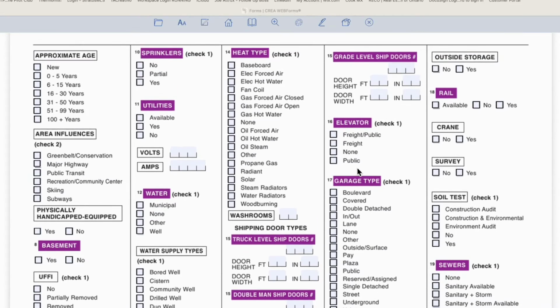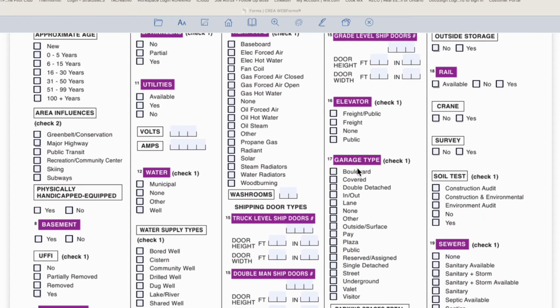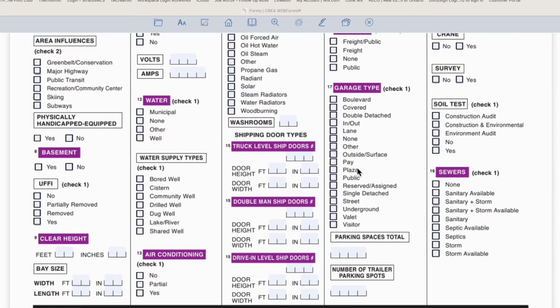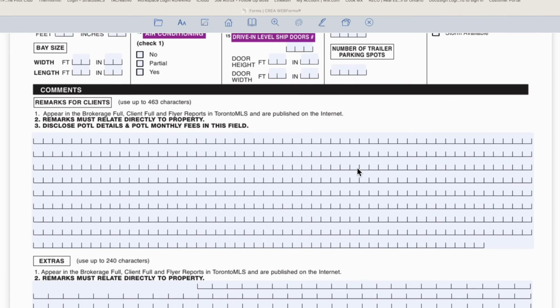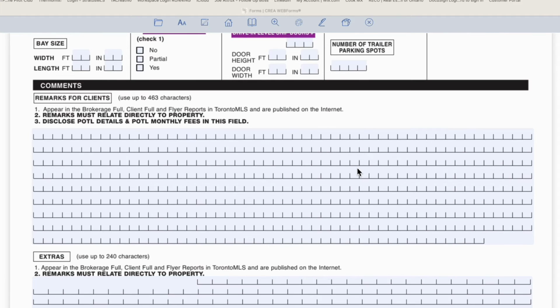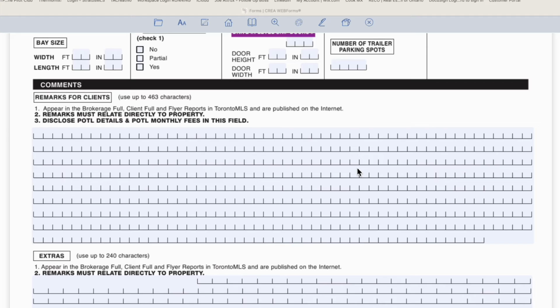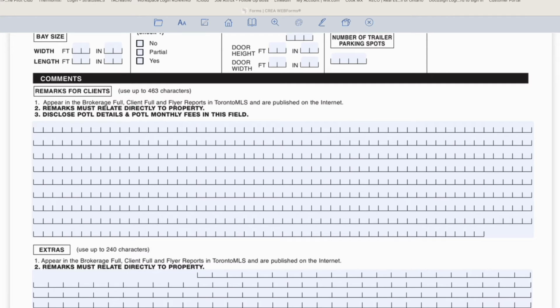Outside storage. Not really, that's more industrial. Okay, same with rail. Yes. And crane, survey. Right. You don't need a survey, but you should have a set of plans. Okay, sewers. Yeah, there's sewers. All right, and then down to our comments, which are remarks for clients.